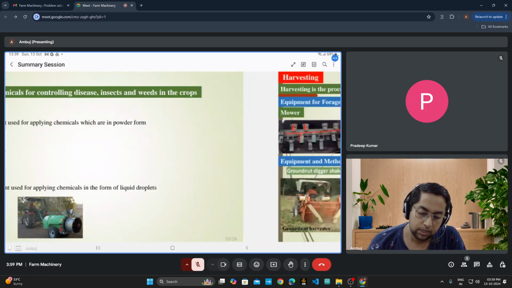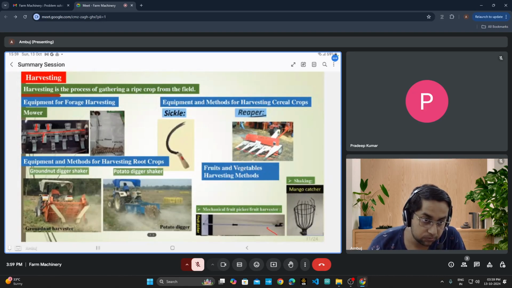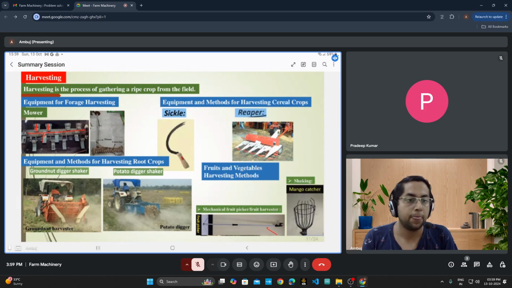After plant protection comes harvesting. Harvesting is the process of gathering a ripe crop from the field. Different equipment are there for forage harvesting. First of all is your mower. In case of fodder crops you can go for a mower, as well as for harvesting different types of grasses.